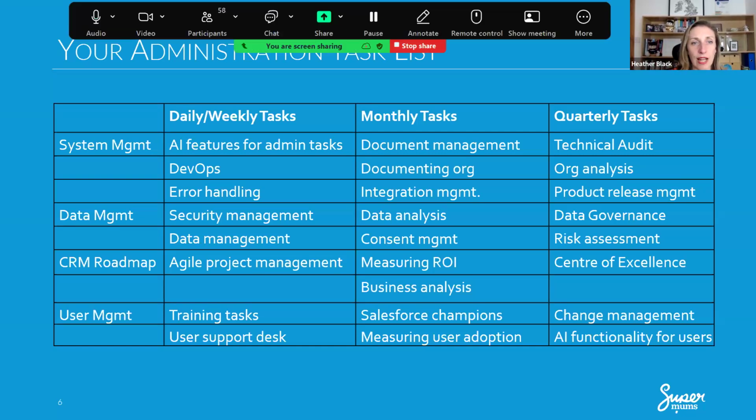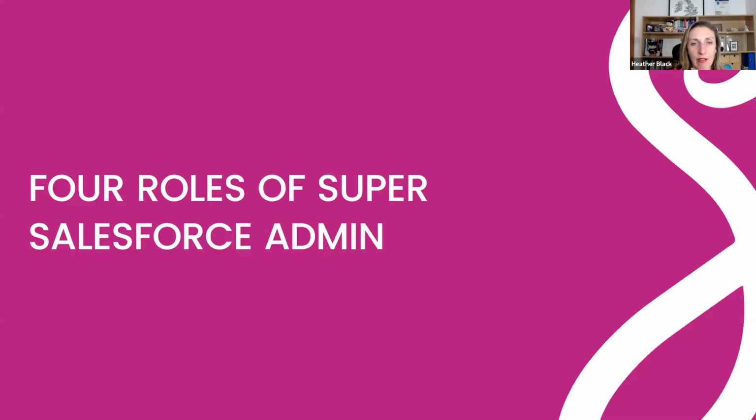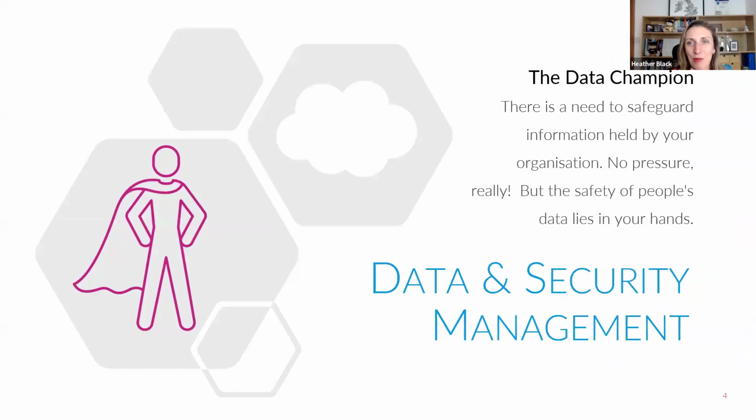So let's delve into these different areas in a little bit more detail, and welcome to those that have just joined. Don't worry, you haven't missed too much. I will be going into now the 4 different roles and the different tasks. So I will continue. So the first deep dive we're going to do is about you as the data champion, where you need to safeguard information held by your organization.